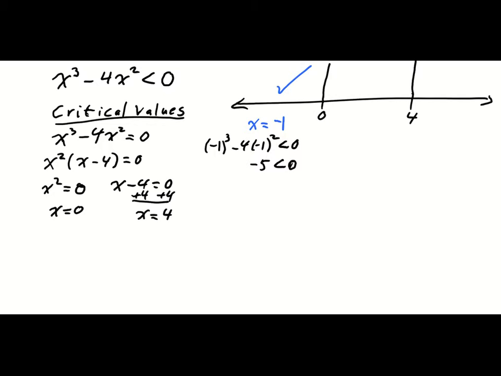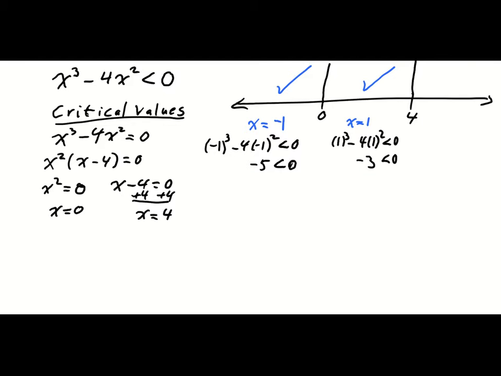We then need to check a value between 0 and 4. Let's pick 1, and just picking numbers that are easy to calculate with. So 1 cubed minus 4 times 1 squared less than 0. So that gives us 1 minus 4, which is -3, which is also true. So that region will also be part of the solution.